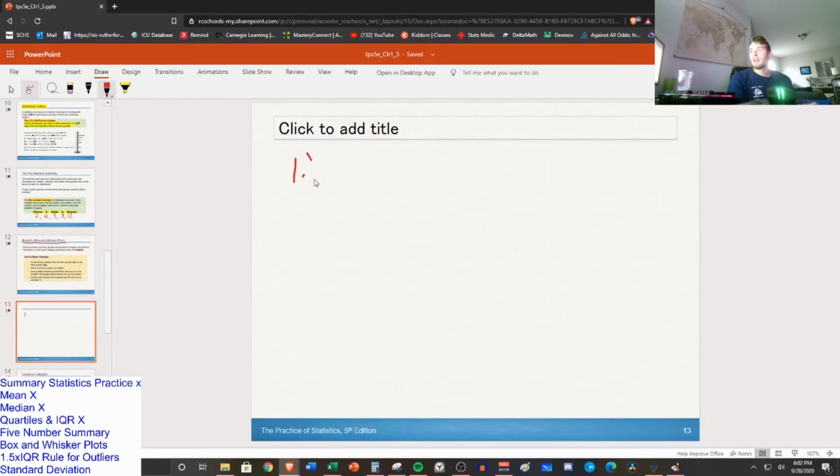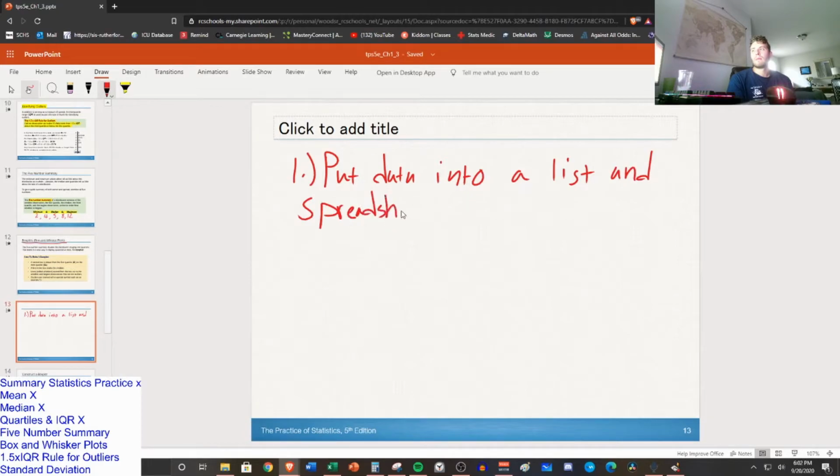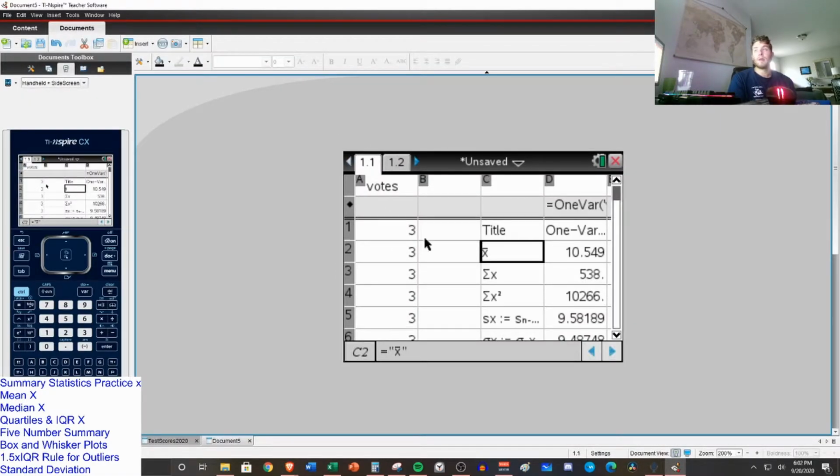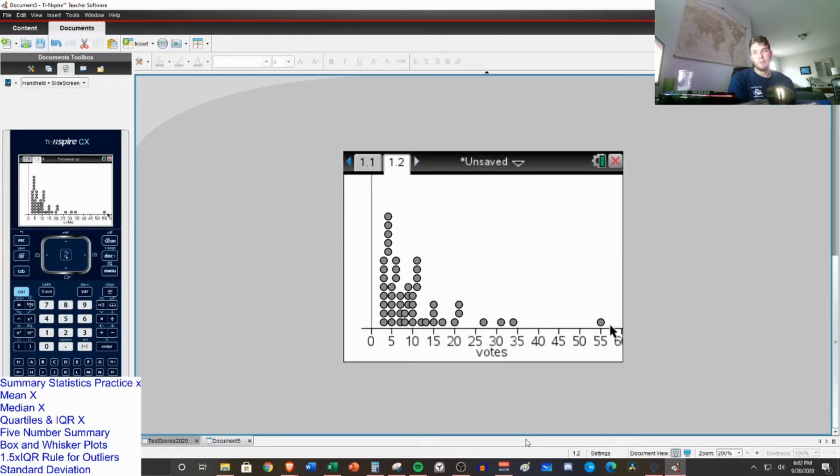All right, now let's talk about how to make a box and whisker plot. So step 1, put data into a list and spreadsheet. Create a dot plot. That's all going to be sort of one step. This is specifically for the TI Inspire. So data goes in the list and spreadsheet. Done. We already put our data for the votes, 51 of them. Make the dot plot. Boom. That step's done.